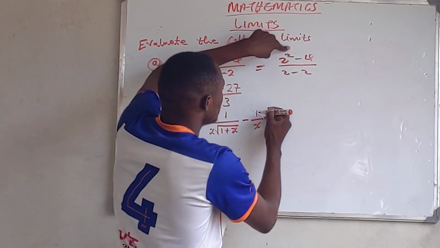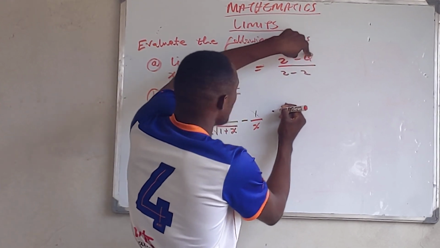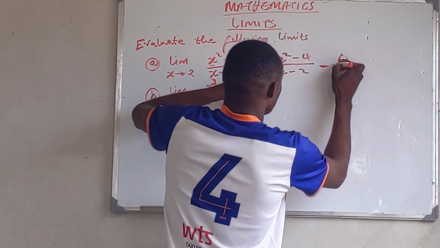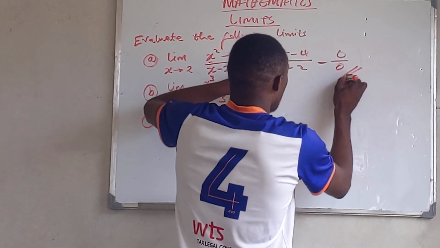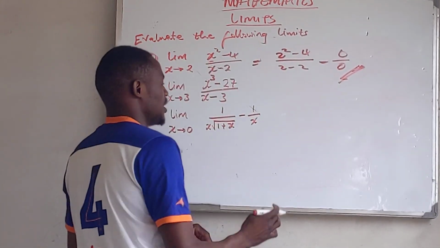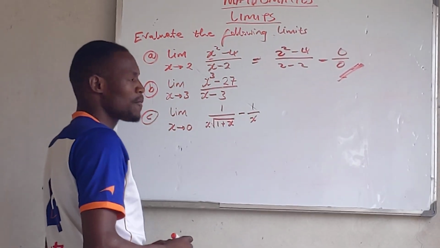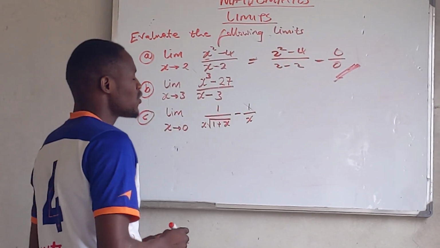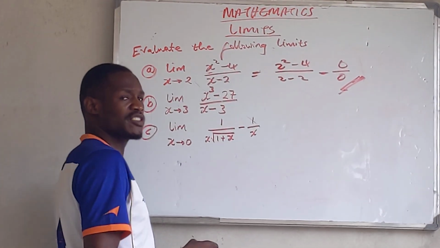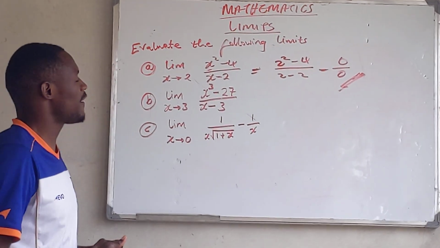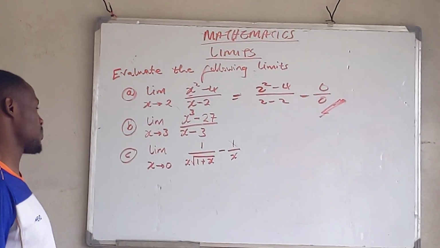2 squared is 4. 4 minus 4 is 0. So we'll have 0 divided by 2 minus 2, which is 0. Now, when we are solving limits, we don't want such a situation to happen, especially with the denominator. We avoid a 0. Now, what are we supposed to do? Simple and straightforward. We are going to use the factorization method to solve this problem.